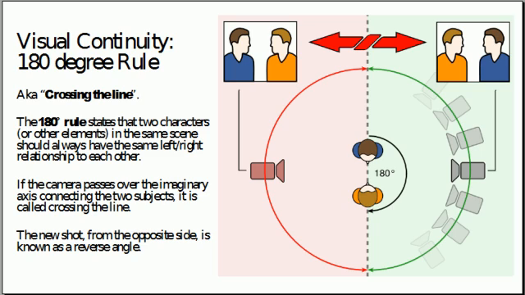Okay, let's talk about visual continuity, or the 180-degree rule. This is also called crossing the line. And this is a reasonably complicated concept. And actually, so that this video doesn't run too long, I'm going to stop now, and then in part 2, we'll go into this in a bit more detail.